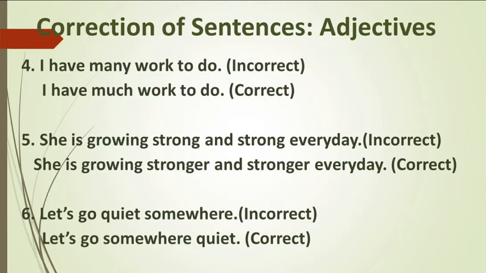Next example: She is growing strong and strong every day. She is growing stronger and stronger every day. The second sentence is the correct one because we use comparative forms of an adjective, that is stronger, to stress the enhancing quality in a sentence. So stronger is the correct one and not strong.